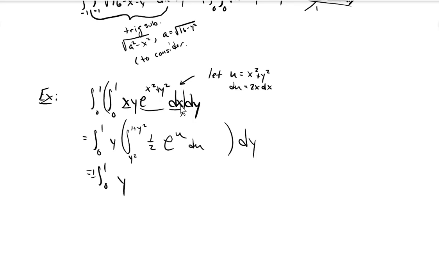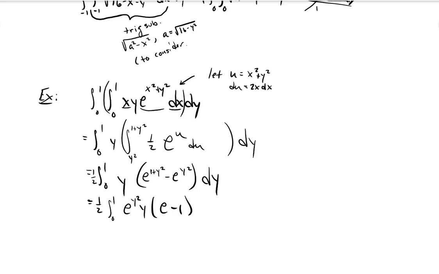Looks like we get, I'll even pull that half all the way out front. Looks like we'd get e to the 1 plus y squared minus e to the y squared, all times the y that was already out front, dy. And from here, you could do some more stuff. You could call this e to the y squared y, and that actually just leaves behind e minus 1 in parentheses if you factor in e to the y squared out of all this. e minus 1, that's just a constant. I can bring that outside with the half that was already there.